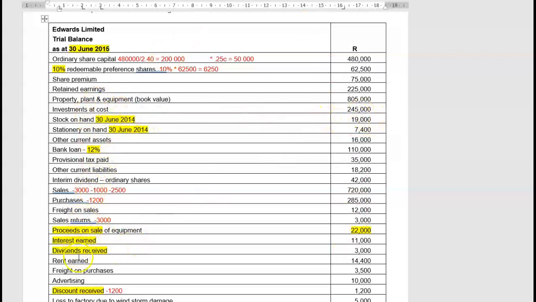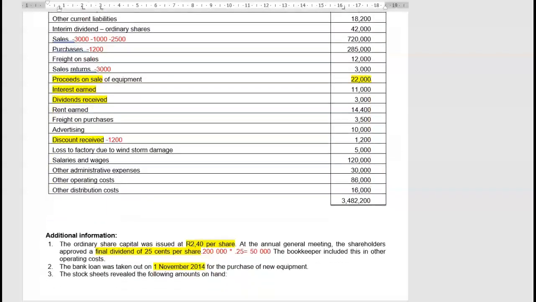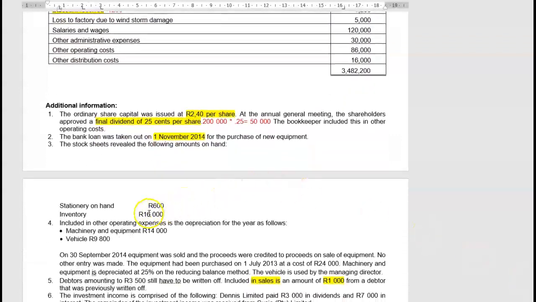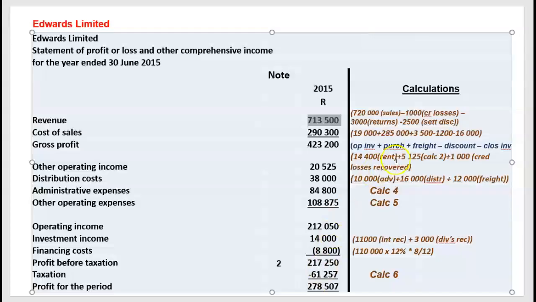Cost of sales. Cost of sales is calculated like we've always calculated it: opening inventory, which was 19,000, plus purchases of 285,000, less the discount of 1,200, plus freight on purchases of 3,500, less closing inventory of 16,000.